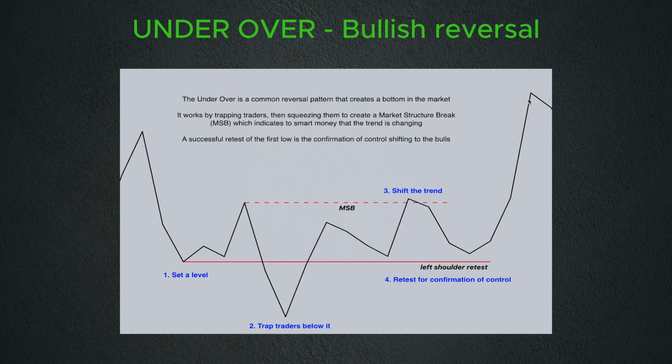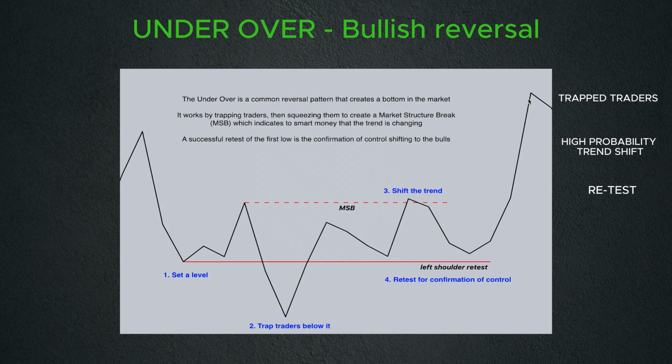So why does it work? Regardless of the time frame you trade, the principle of an under over and over under pattern is the same. It's psychology. You have trapped traders, a higher probability trend shift, and a retest. So let's look at that.